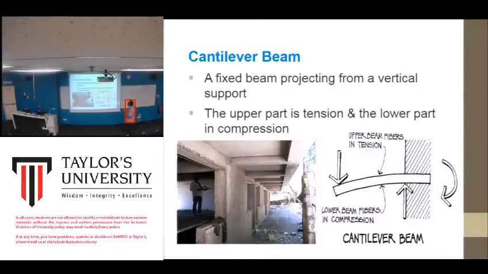And then we have the cantilevered beam, a fixed beam projecting from a vertical support. So usually it will be fixed on a column, or also a column and wall. As you can see here, the upper area will be in tension, below will be in compression. Okay.